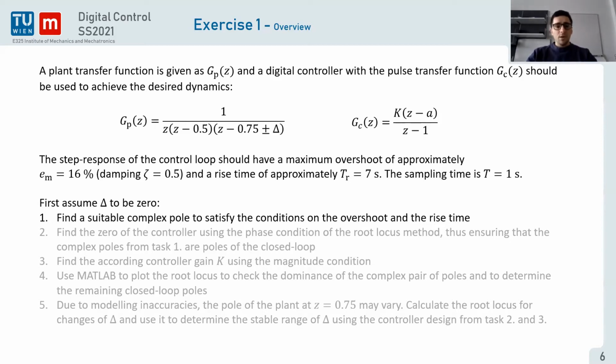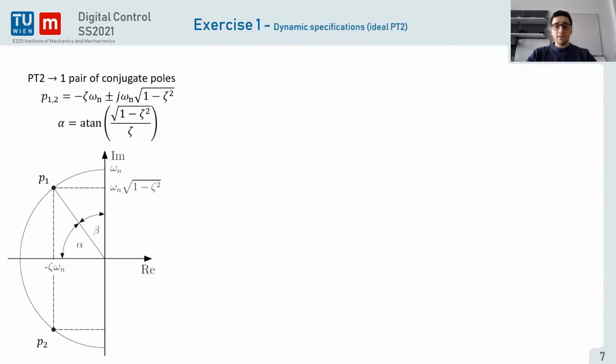The first question is, assuming that delta is 0, find a complex pair of conjugate poles to satisfy these conditions, mainly the overshoot and the rise time. And to do that, we're going to work in continuous time. Most of you already know how to do it. I'm just going to make a quick recap here because I know that for some students it's probably a little bit too old, or they saw it many years in the past. So it's always good to just remember what we're talking about.